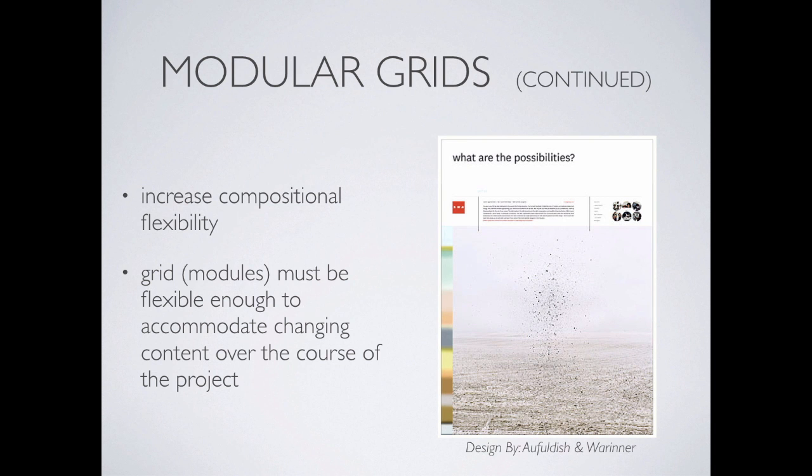So if we're in this modular grid realm, we can increase our compositional flexibility a lot because we can choose to break this grid. We can put different elements on different pieces of the page. We can span multiple columns. And by doing that, we're able to create a really dynamic layout that is consistent page to page to page, but can vary a great amount with whatever content we're trying to put on the page.